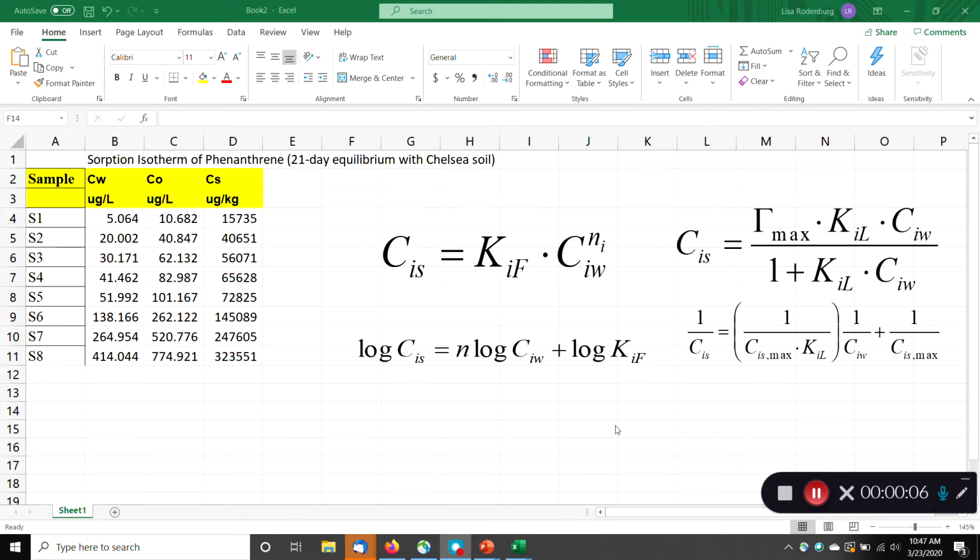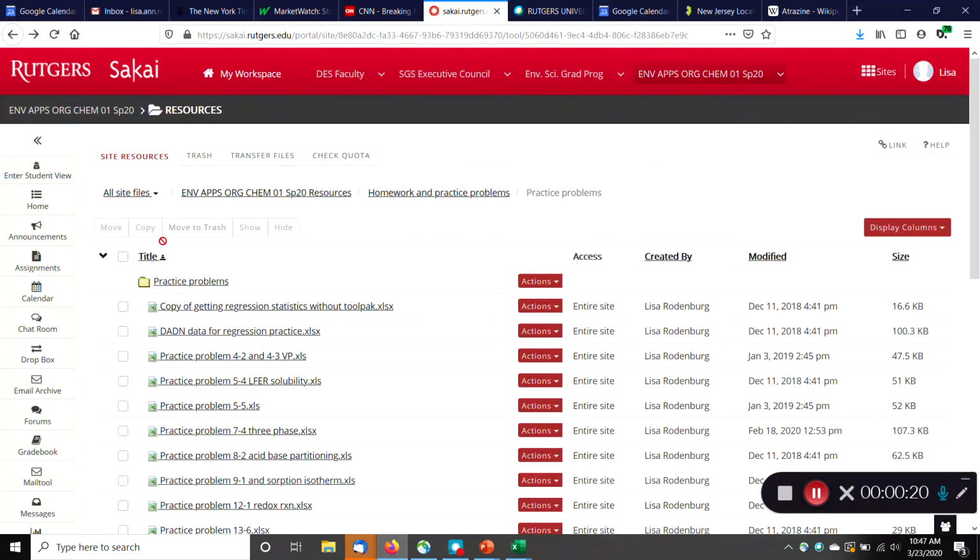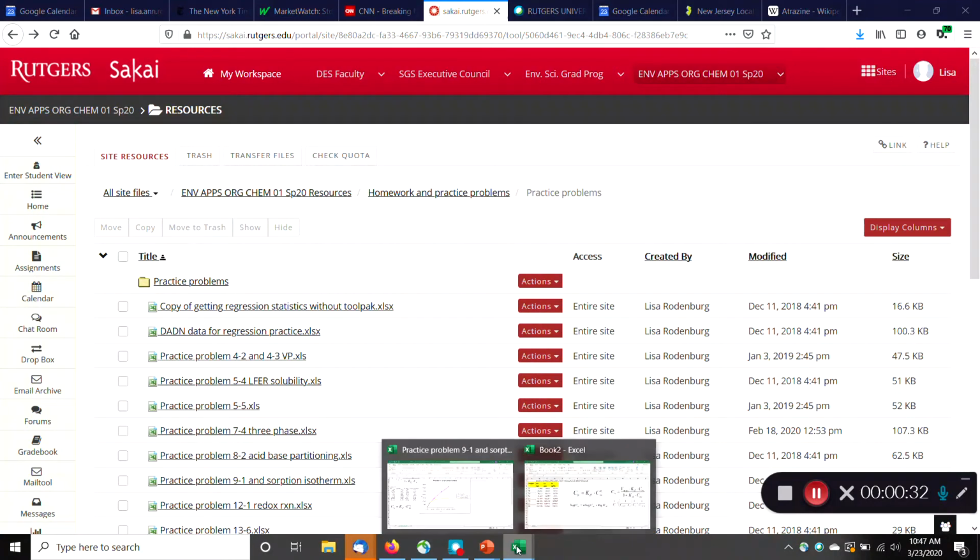So today in this lecture, it's not a lecture. Let's not call it a lecture. Lecture sounds too upsetting. In this example, we will look at sorption isotherms and how to fit them using real equations. So this example problem is in Sakai under practice problems, practice problem 9.1 and sorption isotherm. This is the sorption isotherm part of this spreadsheet. And the practice problem 9.1 is the subject of another video.